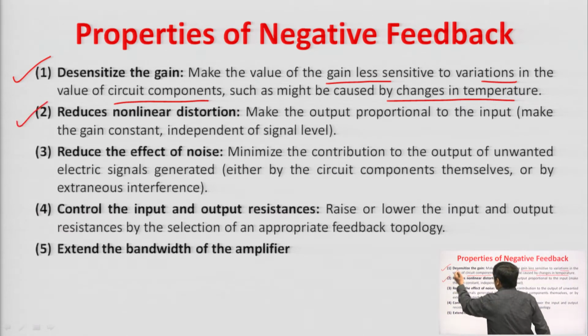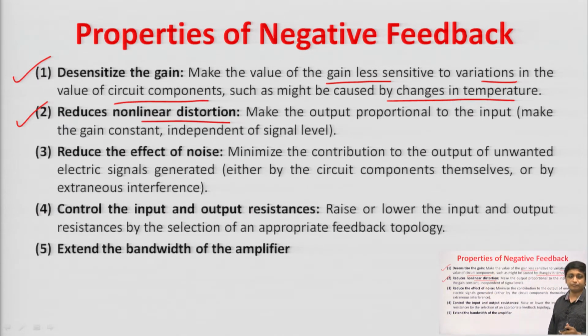Second property is it reduces the nonlinear distortion. That is another important thing. In amplifiers, we want linear amplification. We do not want any distortion, because if at the output of the amplifier we are getting distortion, it means that the shape of the amplified output signal is changing. If the shape is changing, it means that information may be lost. So, we do not want any distortion at the output of the amplifier. So, this negative feedback reduces the nonlinear distortion, that is very important.